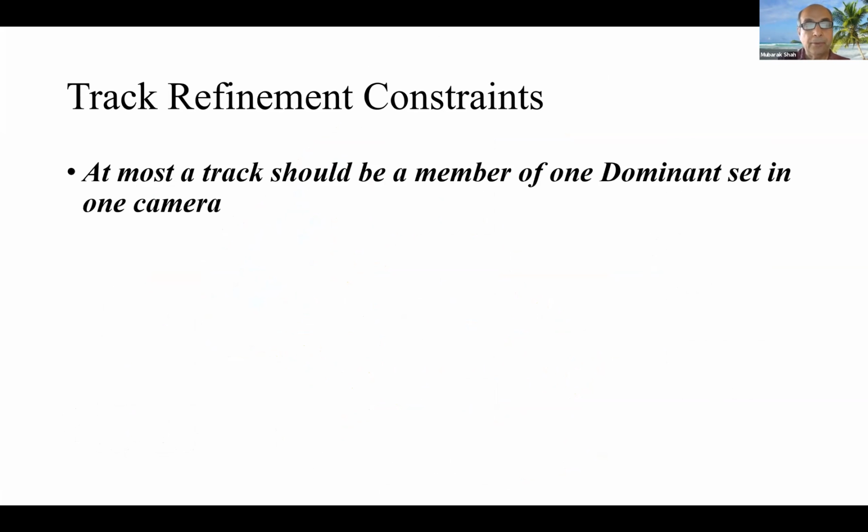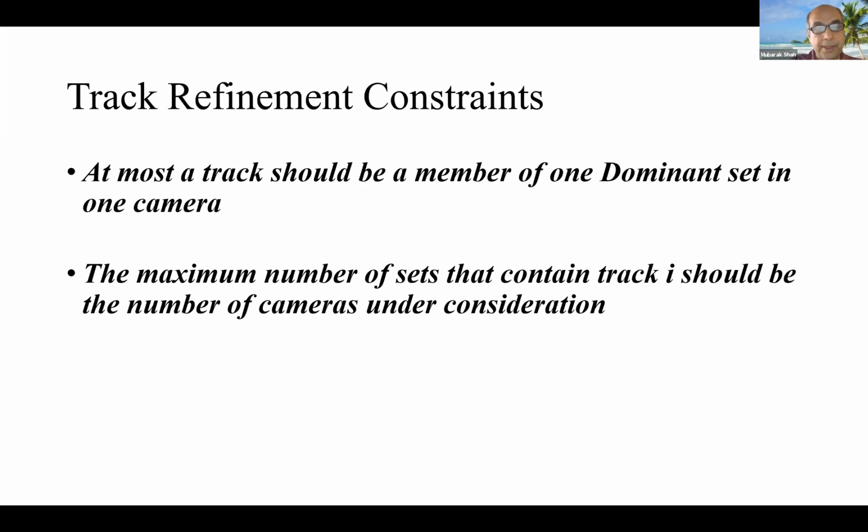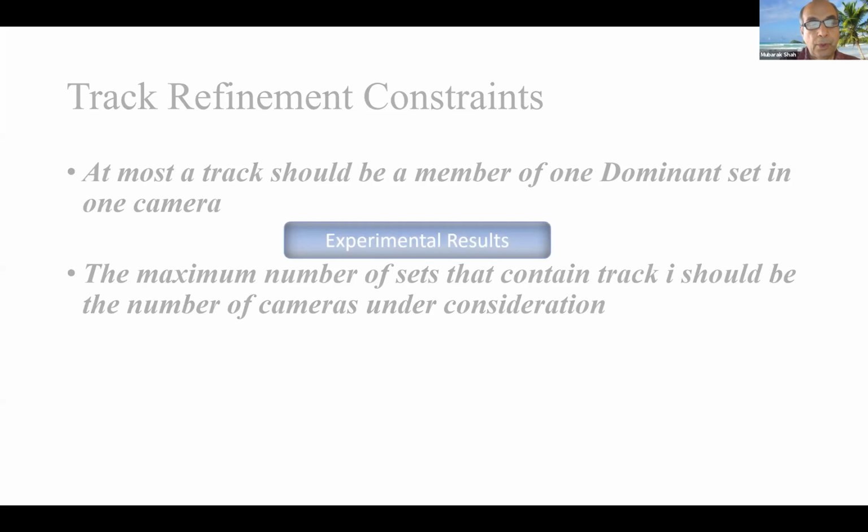One constraint is that a track should be a member of at most one dominant set in one camera, because it cannot be possible in two cameras. The other is that the maximum number of sets that contain a track i should be the number of cameras under consideration. That also makes sense, because otherwise it would be impossible. So using that, we assimilate these tracks, and that's the way we solve tracking in non-overlapping cameras. Okay, so let me show you the results.